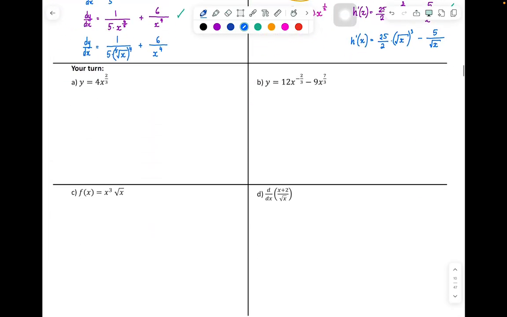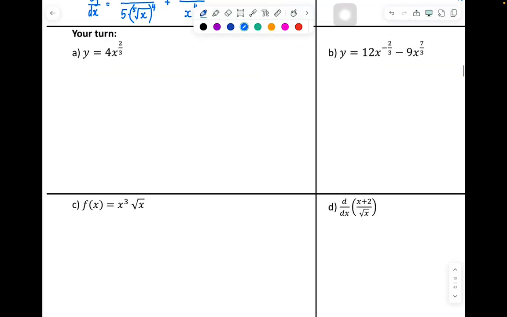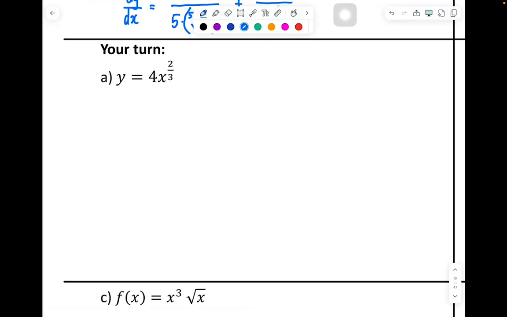I'm going to do these examples now, but speak less, and I'll focus more on speed. 2/3 times 4 is 8/3. Subtract the power by 3/3.